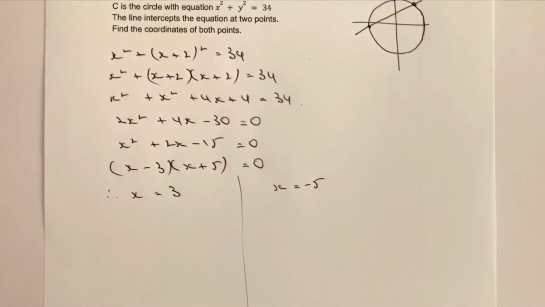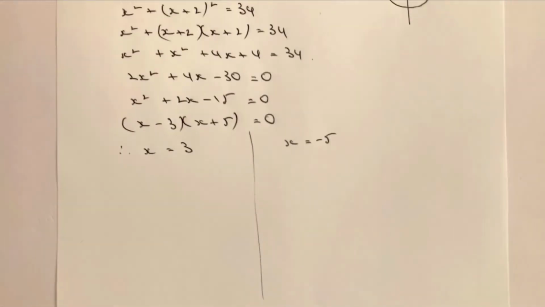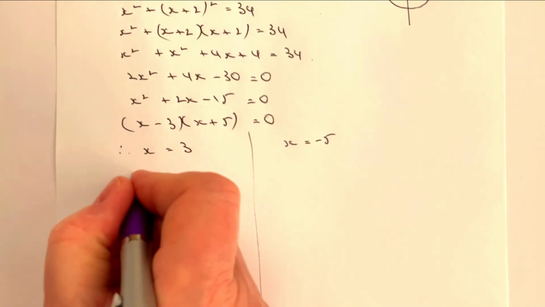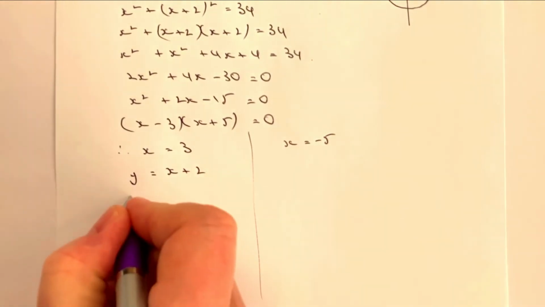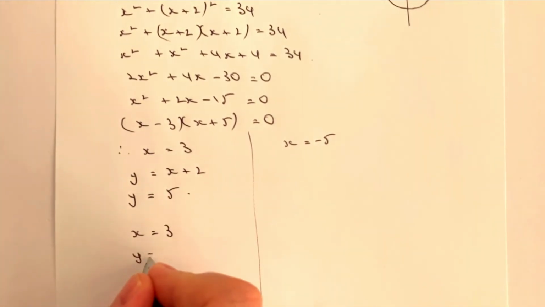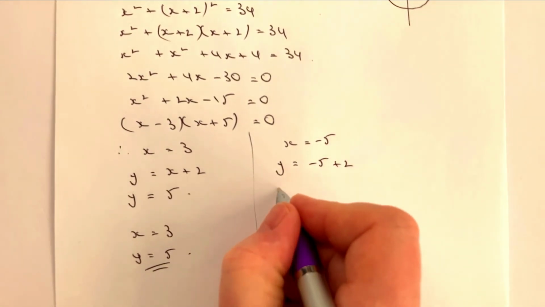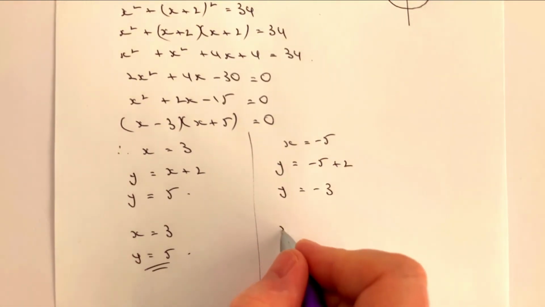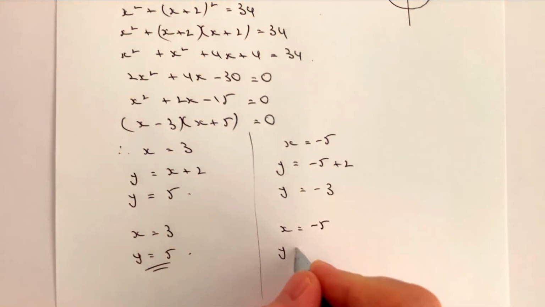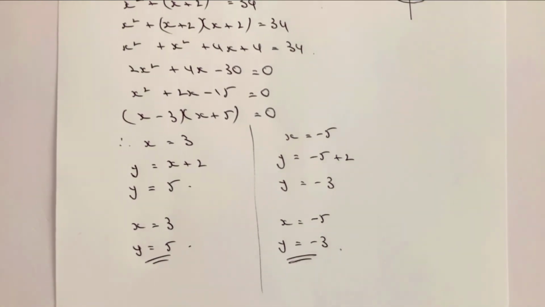Then really it's just a case of taking these two values and substituting them into our original formula to get my value of y. So it's fairly straightforward, this particular one. We've got y equals x plus 2, so therefore y equals 5. So when x equals 3, y equals 5, and that will be the answer to that one. When x equals minus 5, y is going to equal minus 5 plus 2, so therefore y is going to equal minus 3. So I've got x equals minus 5, y equals minus 3, and that's the answer to that question and the end of this very, very long video.